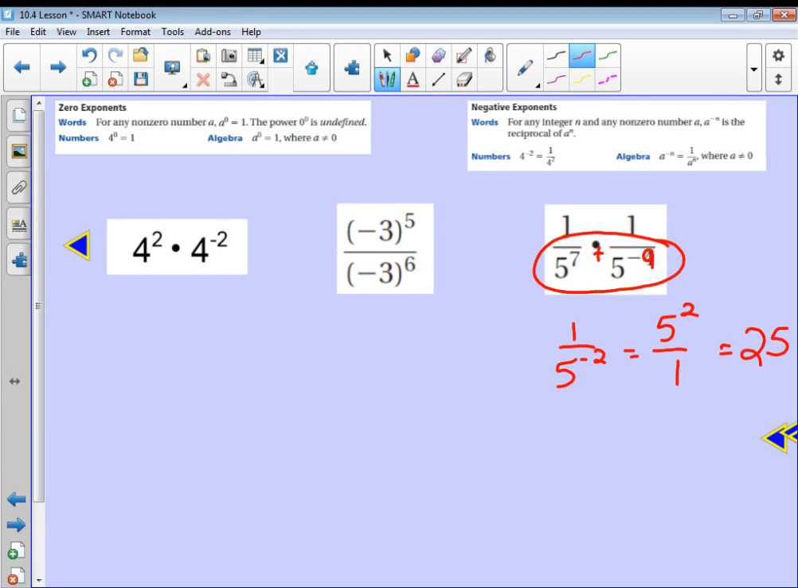So no, it's not just always taking it to the bottom. It is doing the reciprocal, or the flip, of that fraction form of that exponent number to get rid of that negative. But remember, the negative only comes off of the exponent, not the base number.